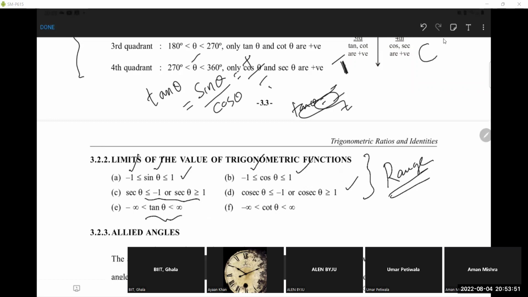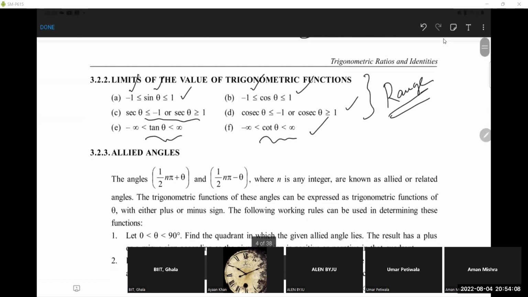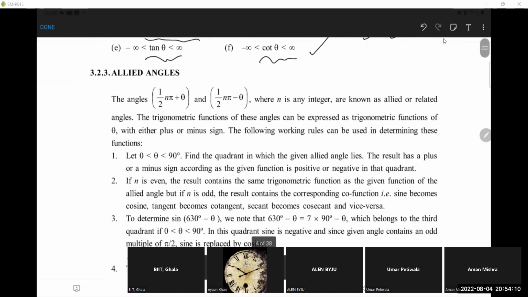Tan theta range will be all real numbers. From the graph, it is all clear. That's why I showed you the graph. Tan theta takes all real number values, and cot theta is also all real numbers. Already we discussed this part. I explained both the domain and the range of these. Okay, fine.